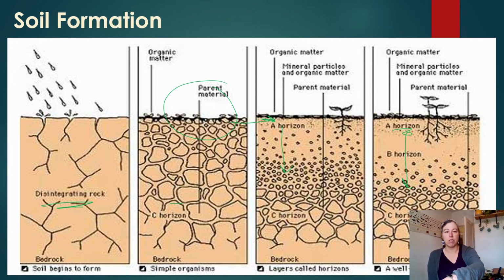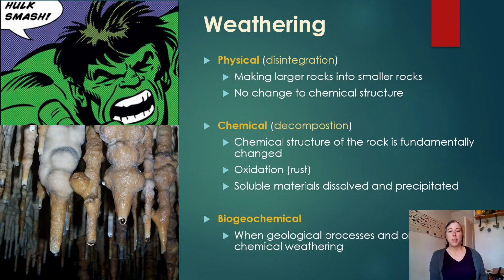We'll talk about horizons in a PowerPoint. So one of the first things we need to talk about is weathering. You can have physical weathering, and that's basically just the disintegration of rock into sand, silt, and then clay, turning big rocks into smaller rocks, right? Hulk smash. We are not changing the chemical structure at all, just making bigger pieces smaller.